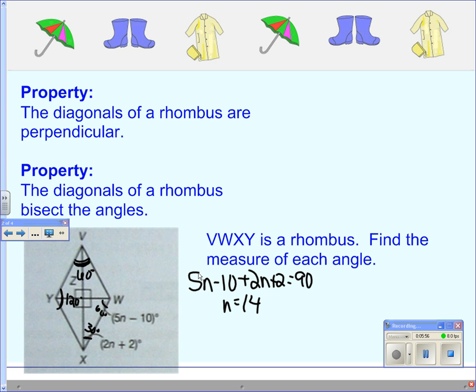Does that make sense? Remember that these two angles are bisected, and these two are bisected, and all four of them are the same. Likewise, these are the same, and these two are the same. Does that make sense?